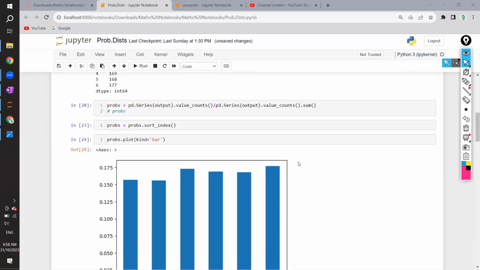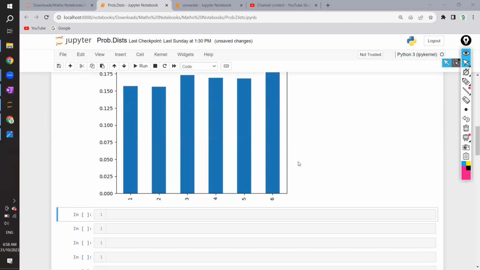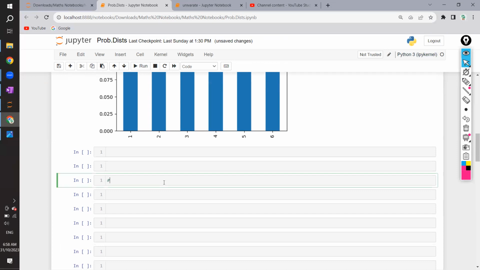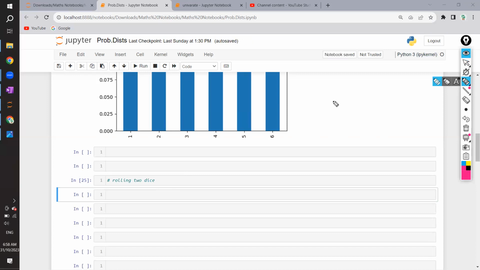Okay, fine. So now what we'll try to do is roll 2 dice. When you roll 2 dice, do you remember yesterday what output you got? 2 and 12 have the same probability. Agree, guys? And I think 3 and 11 also have the same probability. Like that.